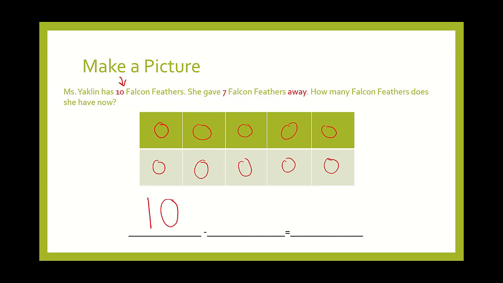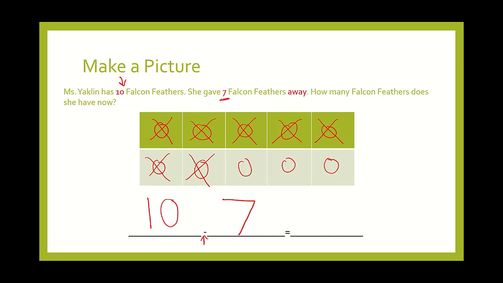So 10 minus, we have to find out how many we're minusing, how many we're taking away. We have to look back and say, how many did I give away? How many did I get rid of? So it says she gave away 7 falcon feathers. So I'm going to take the number 7. I'm going to go to my picture. I'm going to cross out 7 of my circles. So 1, 2, 3, 4, 5, 6, 7. And so I cross out 7 circles, so I'm going to write the number 7 after my minus sign.